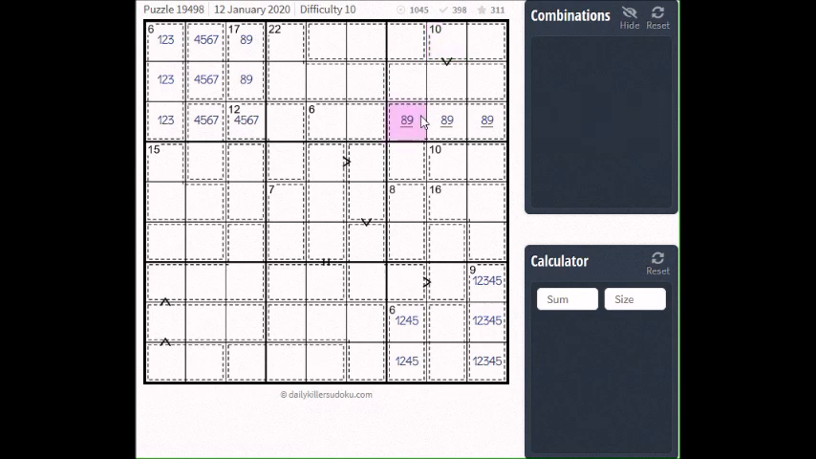Also note that the 8 and 9 here will exclude the 8 and 9 from here, also from here, and they cannot be in the 8 or in the 6. So both of them are in these two cells. So here we have 8, 9.